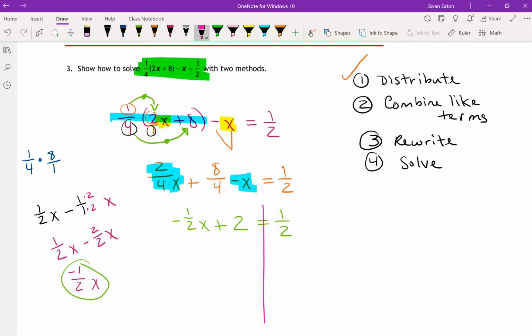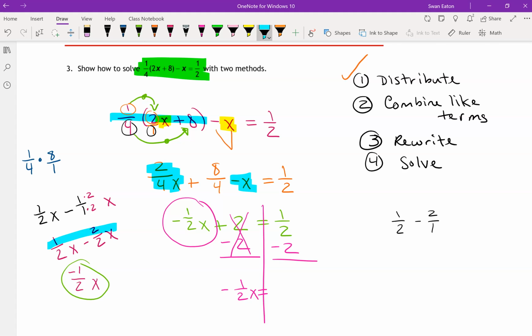So I need to subtract this 2 from both sides, leaving me with -1/2 x. Looks like I'm going to do some work on the side over here. 1/2 minus 2. Here's my 2 again, 2/1. We already did that work over here. Do you remember when we did that? So I know the answer is going to be 1/2.